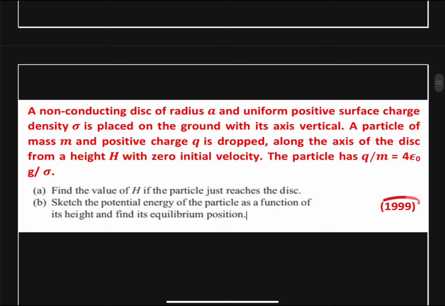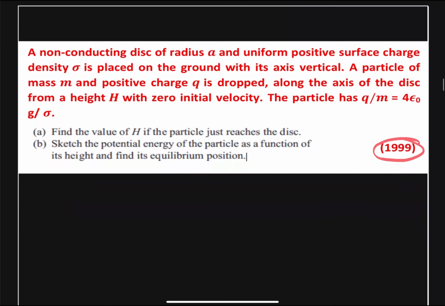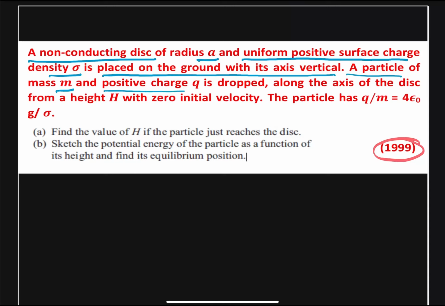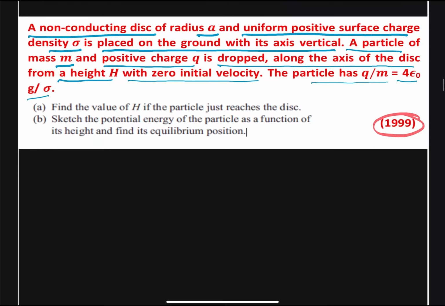It was asked in the year 1999, and it states that a non-conducting disk of radius a, uniform positive surface charge density sigma, is placed on ground with its axis vertical. A particle of mass m, positive charge q, is dropped along the axis of the disk from height h with zero initial velocity. The particle has q by m ratio as 4 epsilon naught g divided by sigma. So based on this description, we are having two questions.